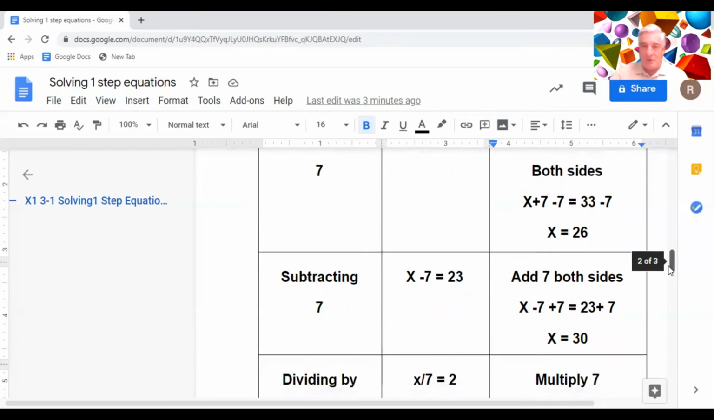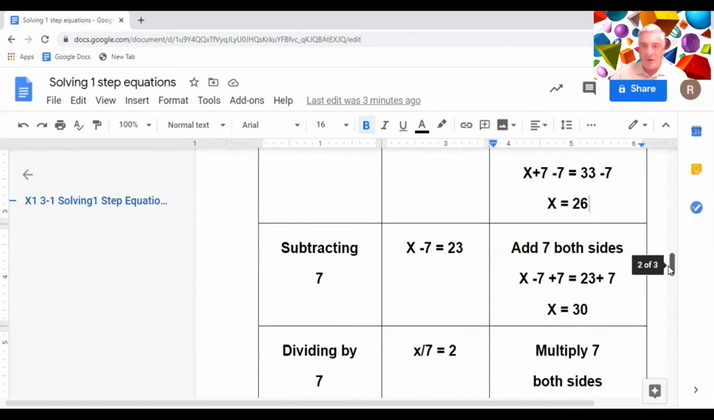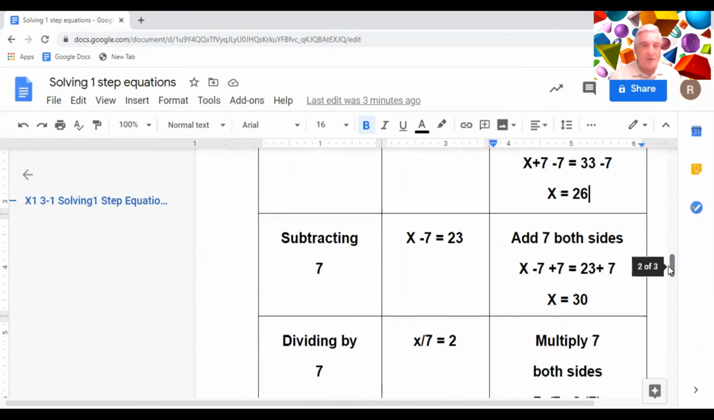Let's take a look at a subtraction problem. I told you, you can add, subtract, multiply, and divide, so now we'll subtract. What are we doing to x? We're subtracting 7. It's right there, you can see it. We're taking x and subtracting 7. So how do you undo that? You add 7 to both sides. Add 7 here, add 7 here.